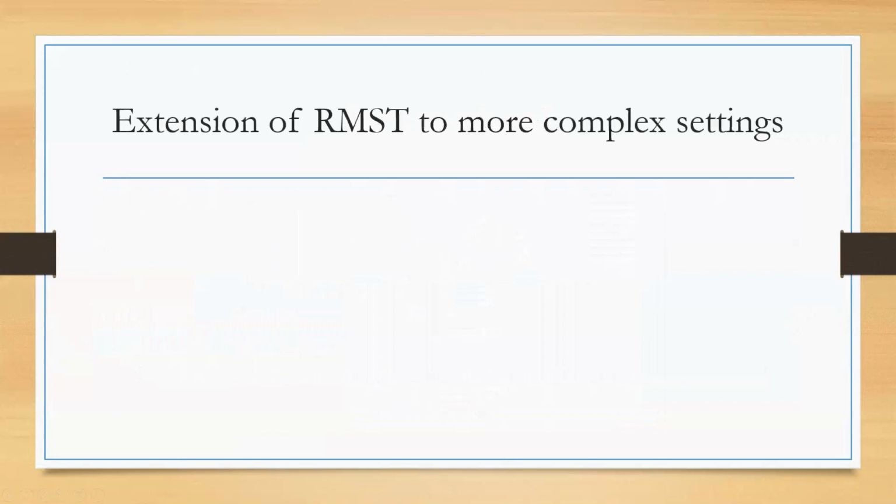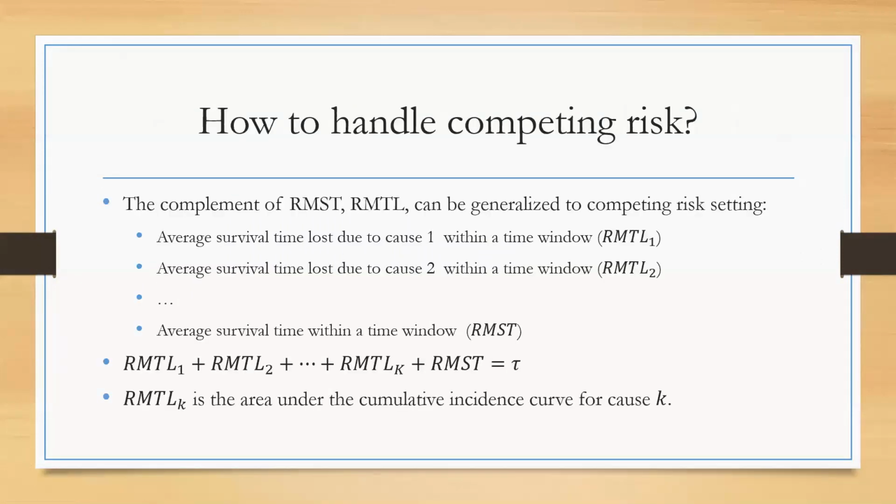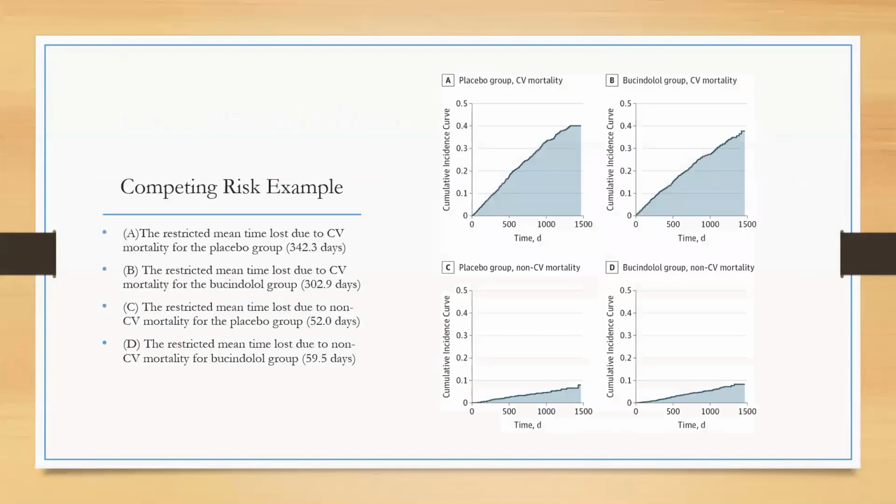So also RMST can be extended to more complex settings. For example, we can have competing risks. In this case, the RMST can be extended into the area under the so-called cumulative incidence curve with respect to the cause of each of the failures. So you can see this is one example.